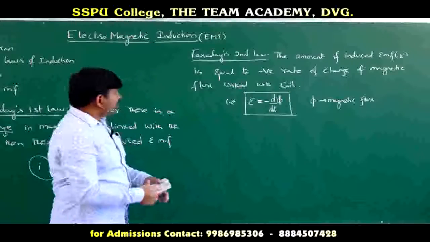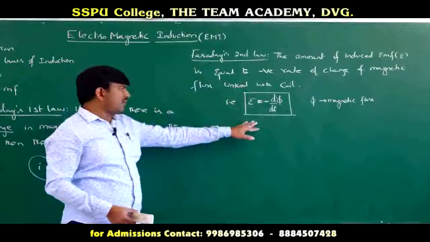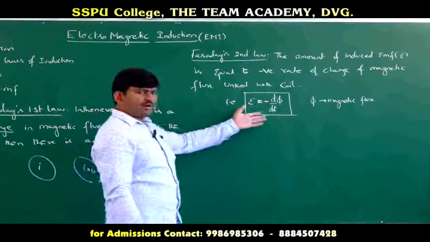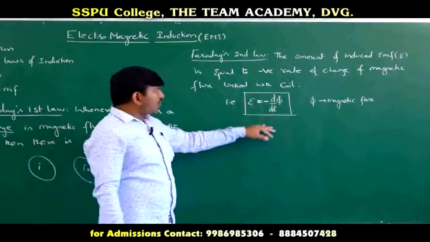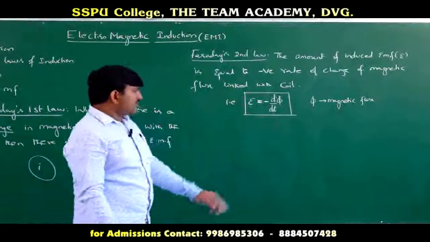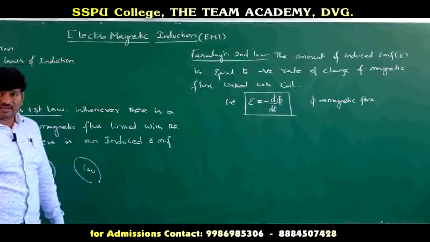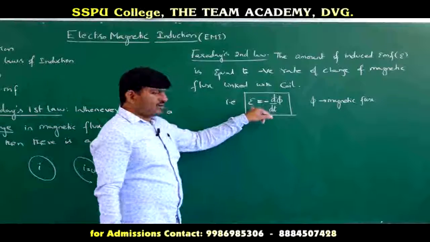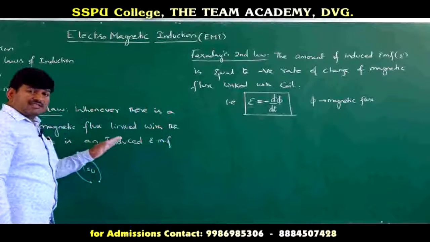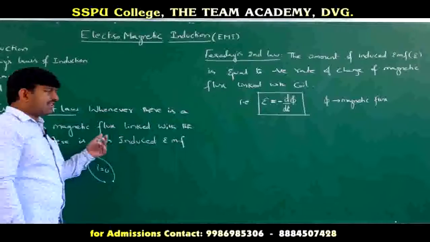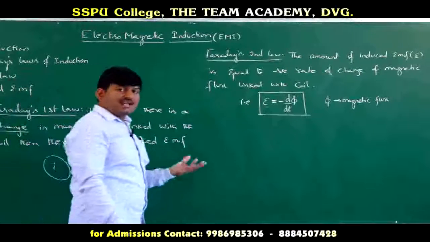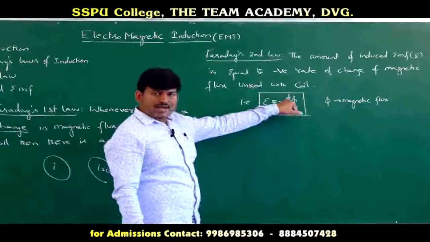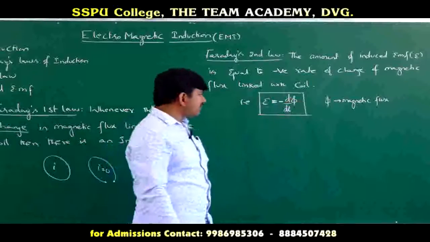So, instead of remembering the statement, better you remember the formula. From the formula, we can construct the definition. If you remember the formula, we can on our own frame the statement. So, better remember that E is equal to minus d phi by dt, where E stands for EMF and phi stands for magnetic flux. First law says, whenever the flux linked with the coil changes, then there is an induced EMF. Second law says how much EMF is induced: the amount of induced EMF is equal to negative rate of change of magnetic flux linked with the coil.